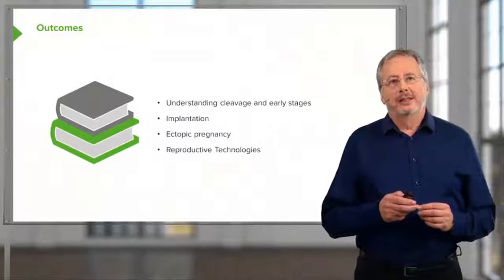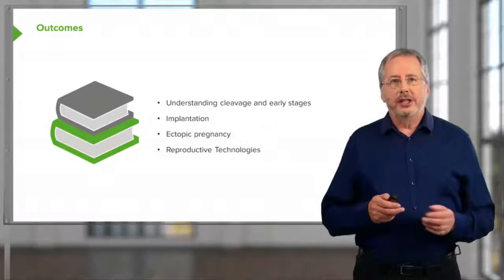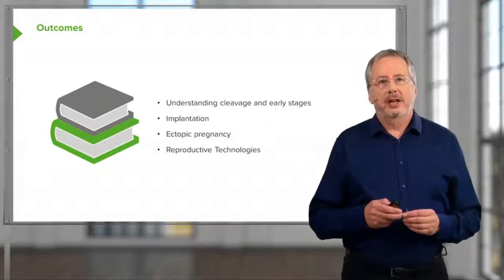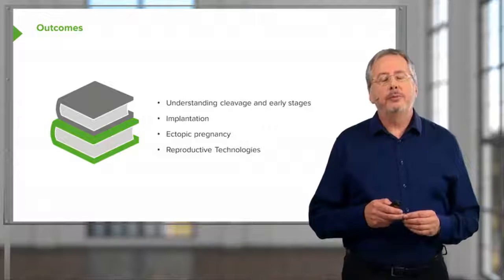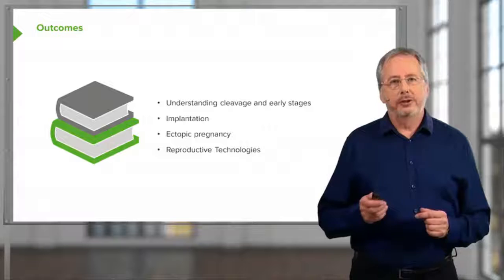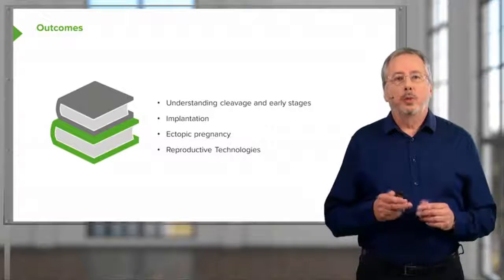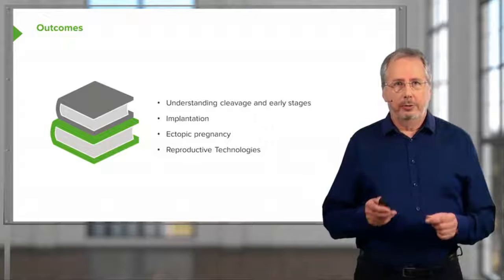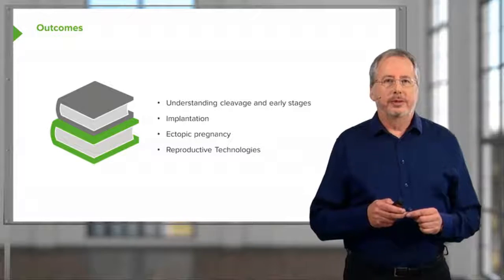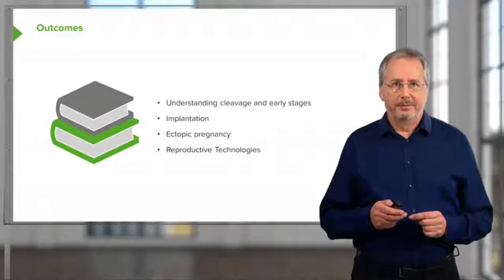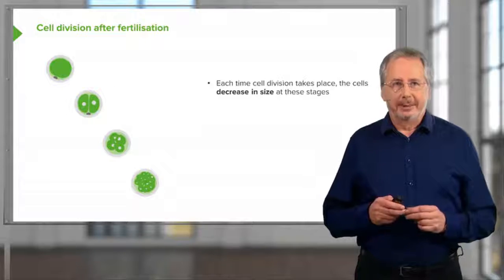The outcomes we'll look at include the early division stages, the cleavage stages, as early parts of development. And then we'll look at implantation into the uterine wall, the uterus of the mother. We'll touch briefly on one of the things that can go wrong, which is an ectopic pregnancy, and we'll also look briefly at some reproductive technologies. So let's begin at the beginning.